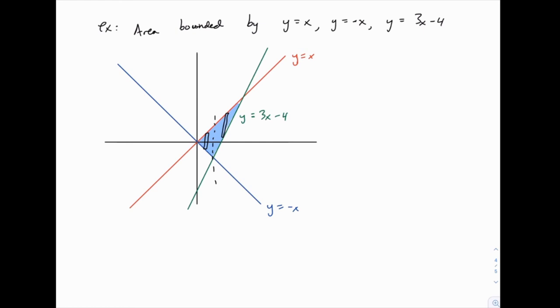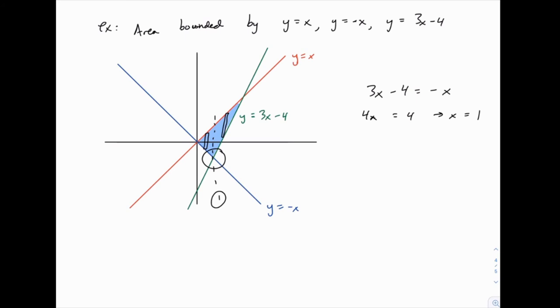Okay, but moving on with this one, we need to find this value of x here where that intersection occurs. So we're looking for where these two lines cross. We'll just set that up in an equation where we set 3x minus 4 equals negative x. Now to solve that, we can add x to both sides, and we can add 4 to both sides, so we get x equals 1.